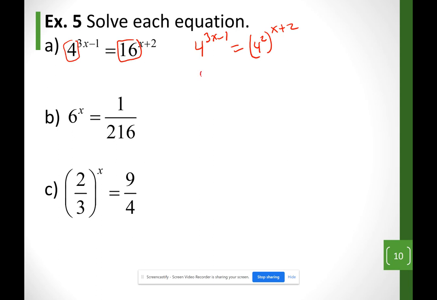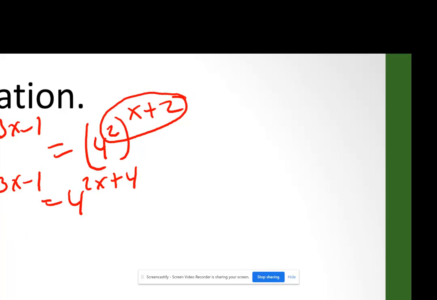So I have 4 to the 3x minus 1 equals 4 to the 2x plus 4. Remember, you must multiply it. So that's how I got 2x plus 4. Now that I have the same base, I'm just going to let my exponents equal each other. So I'm just going to say 3x minus 1.